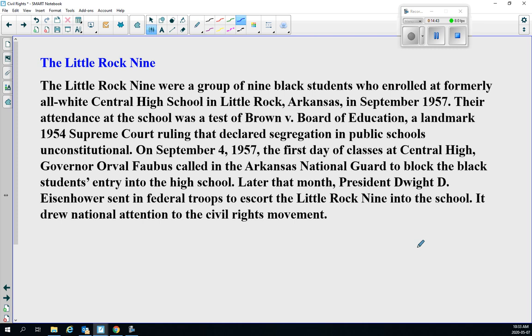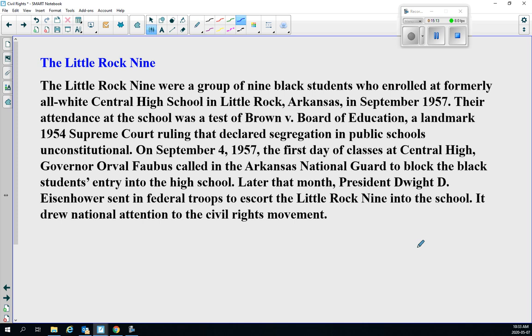Little Rock Nine, not sure if you've heard of the Little Rock Nine. They were a group of nine black students who enrolled at what used to be an all-white high school in Little Rock, Arkansas in 1957. By this point, the Supreme Court in 1954 had passed a law that desegregated public schools. They decided that segregation of schools based on race was unconstitutional. So this was as of 1954.